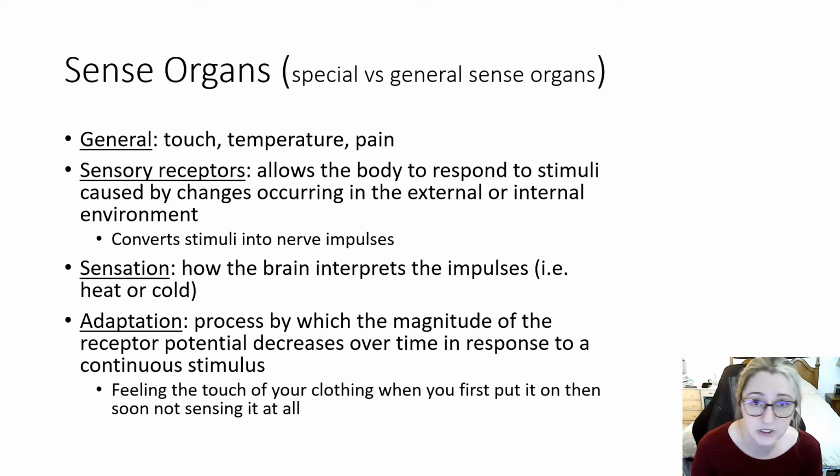And adaptation is another term I want you to know. This is the process by which the magnitude of the receptor potential decreases over time in response to a continuous stimulus. A good example of this is wearing clothing. You kind of go a little bit blind to wearing your clothing once you've worn it for a long time. So you probably perceive wearing your clothing as soon as you put it on, but through the day you kind of forget in a way that you're wearing clothes.